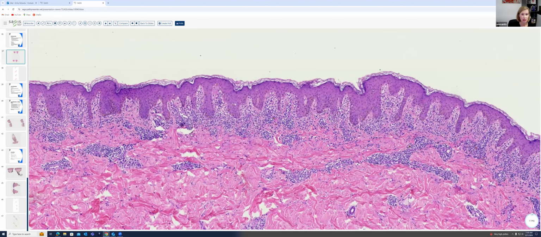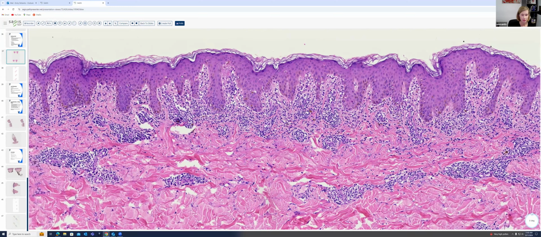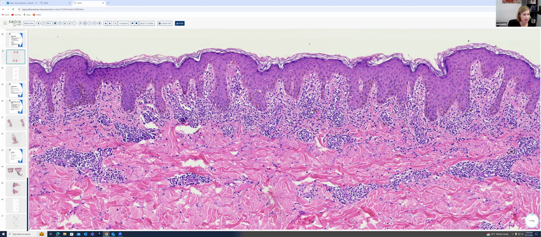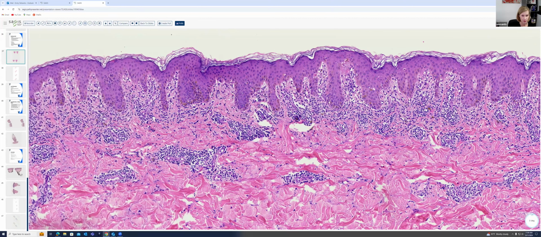And as we zoom in, it gets a little more interesting. So we do show basket weave stratum corneum, so an acute process, and a bit of epidermal acanthosis, and then numerous dyskeratotic or apoptotic cells, predominantly located along the base of the epidermis. There are a few cells going a little higher, but for the most part, the dyskeratotic cells are located in the lower half of the epidermis.